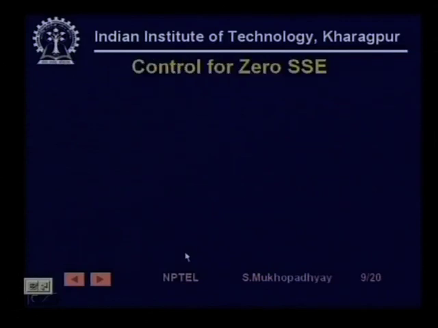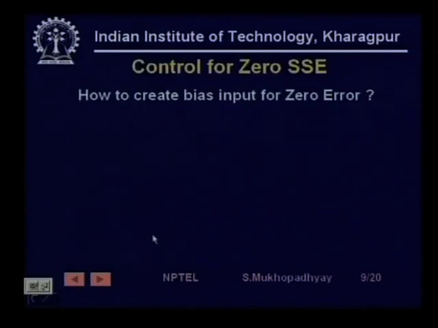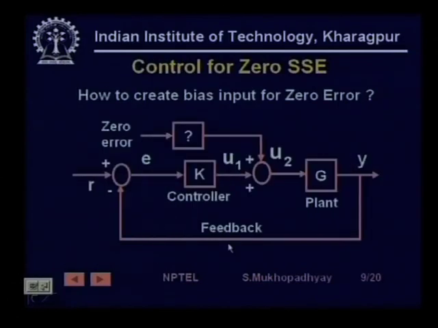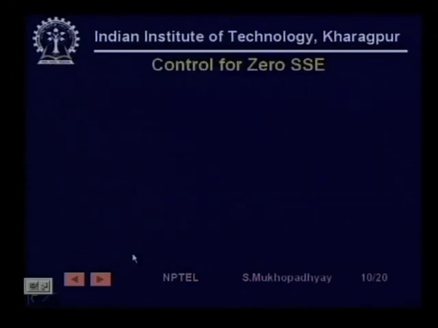So, the question is how to create bias input for 0 error, right. So, that is the situation described here. What should be this? So, we see that the device which gives an output for 0 error is actually an integrator. So, somewhere in the loop there should be an integrator, then even if the error is 0 we will be able to give a finite output.